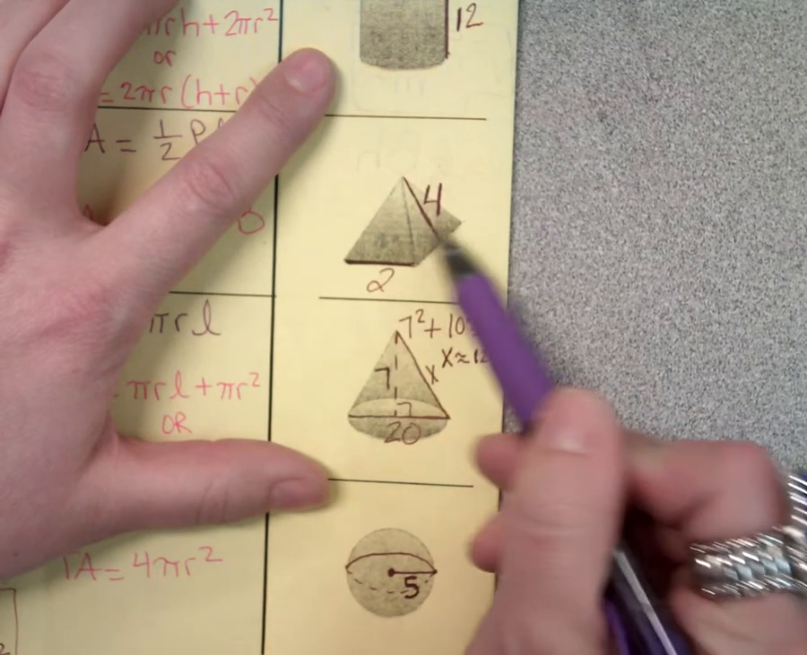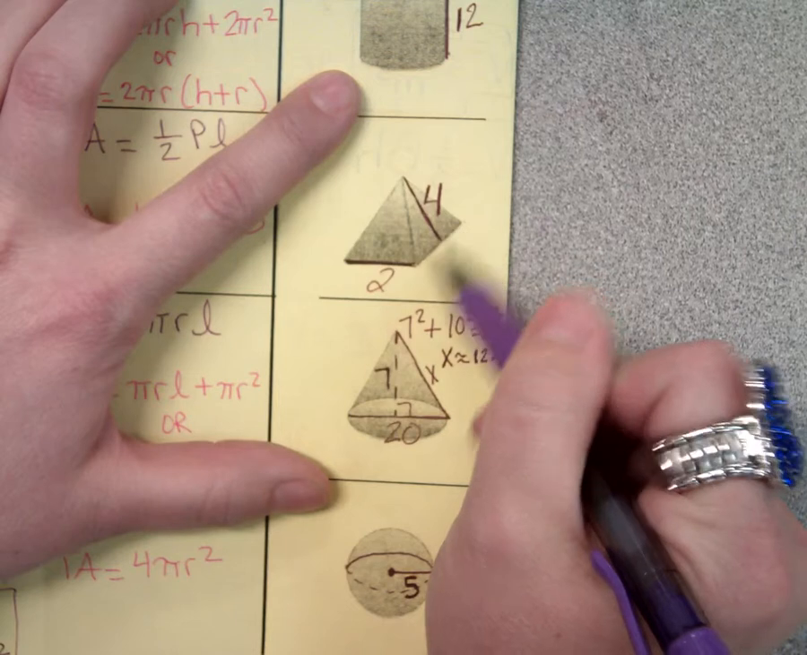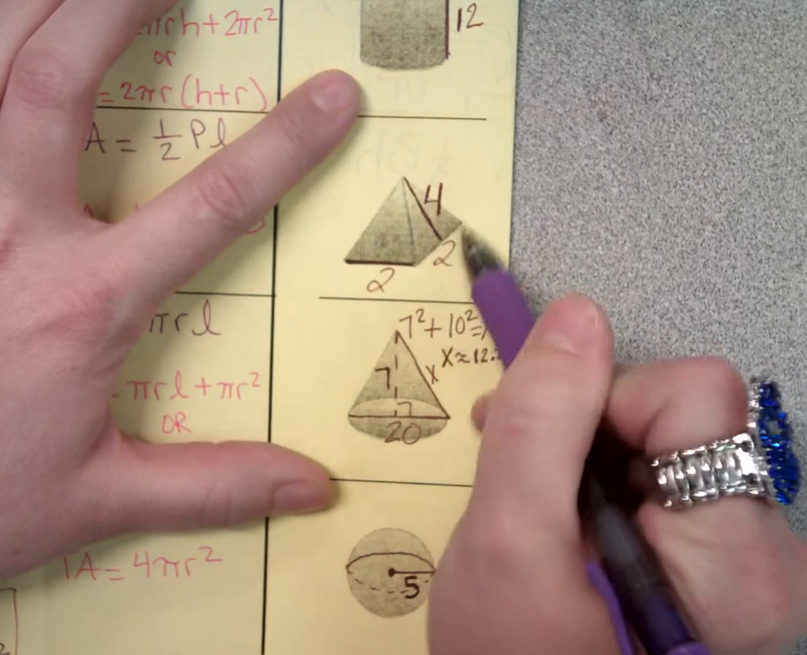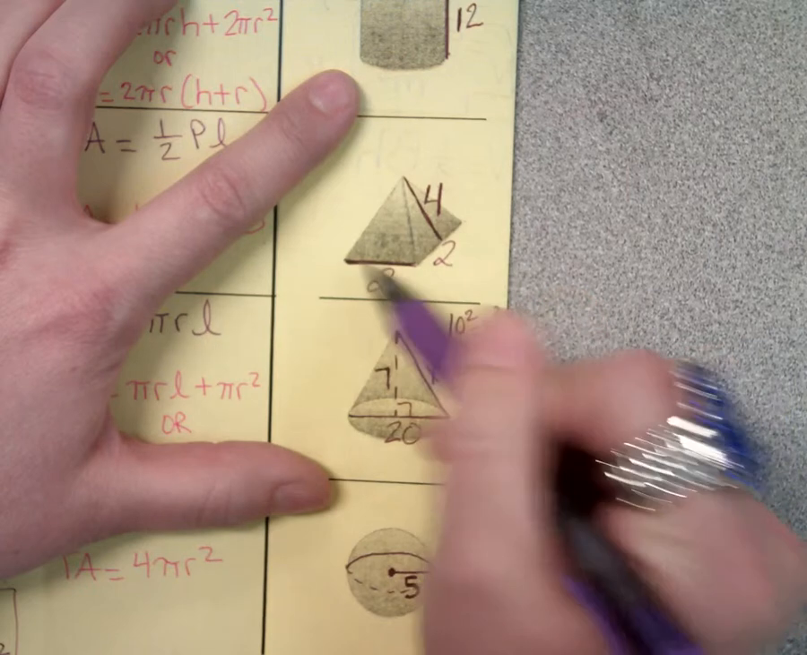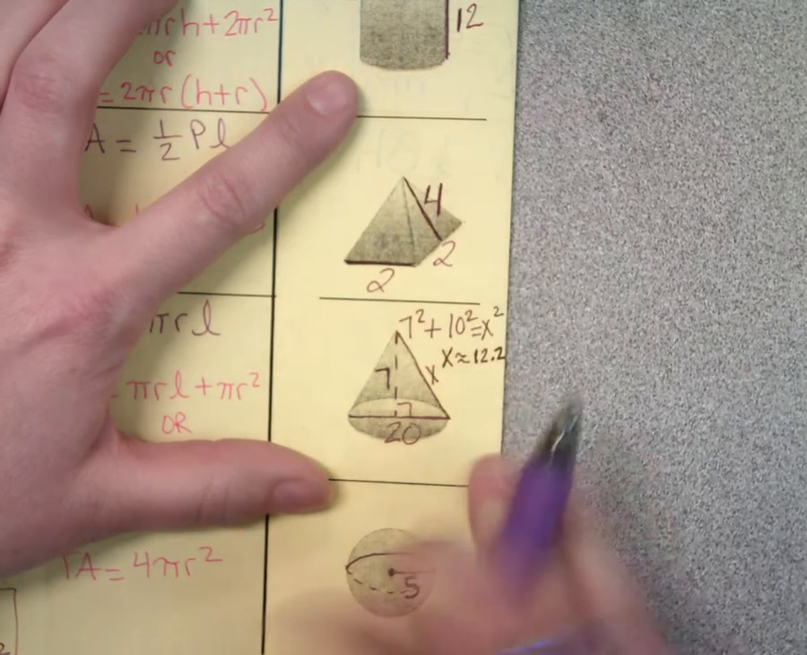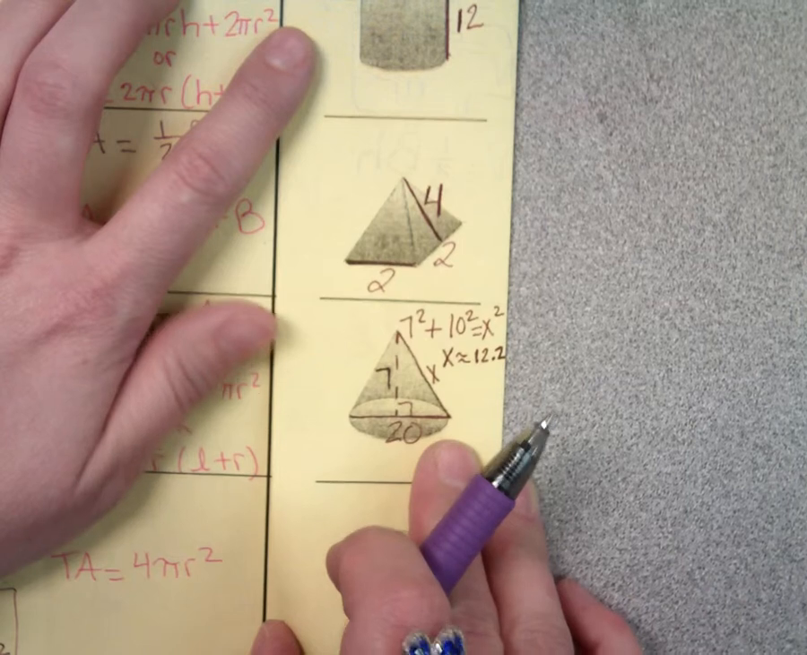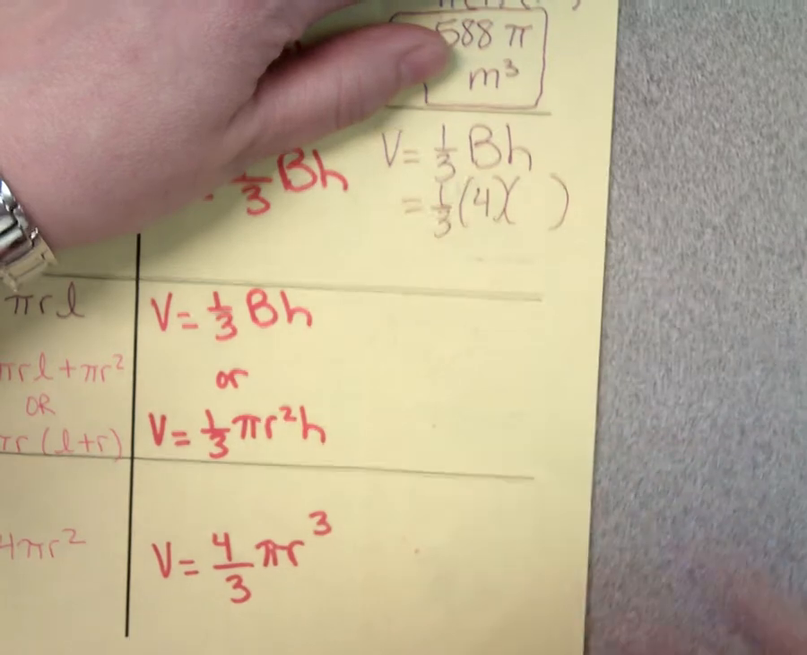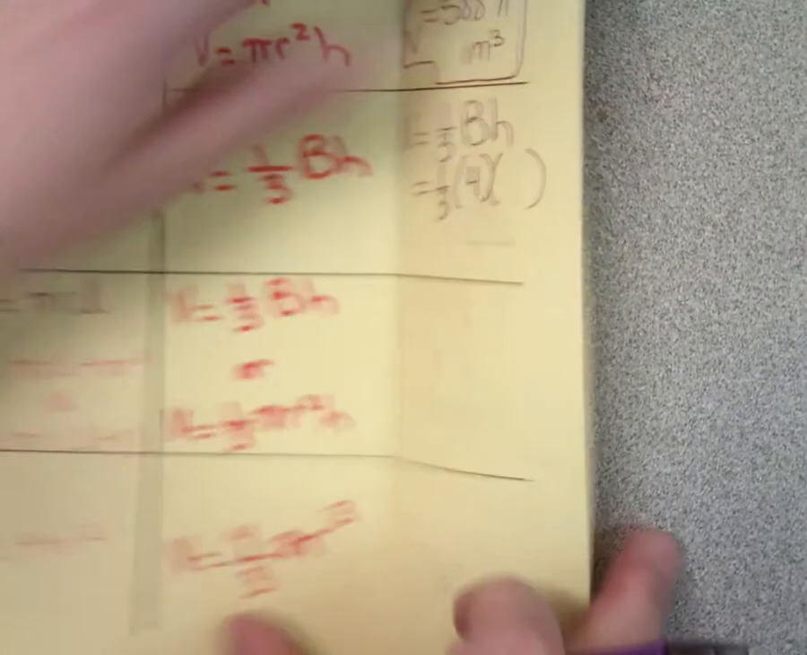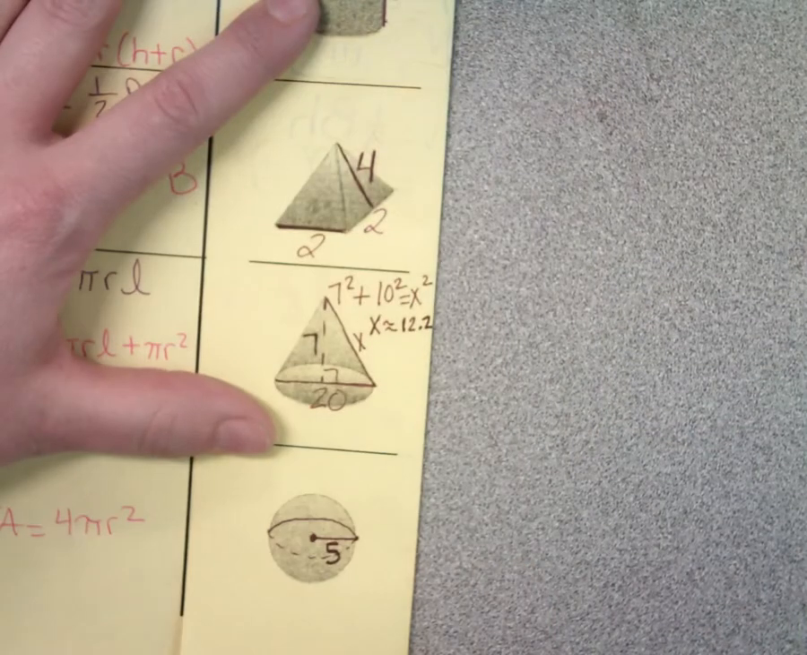4. It's a square pyramid, so that means that each side of the square is 2, and you find area of a square by taking length times width, and 2 times 2. Area is 4. So I've got 1/3 times 4 times the height. Do we actually have the height to this? No. We do not. So I need to draw it in.